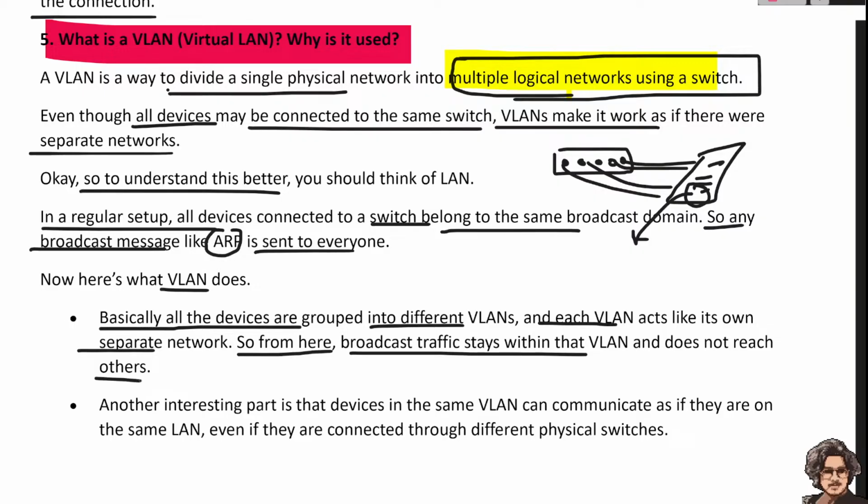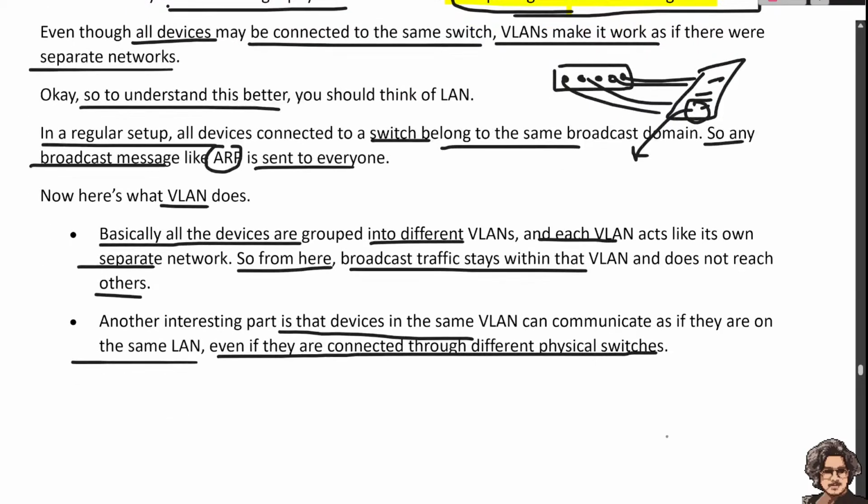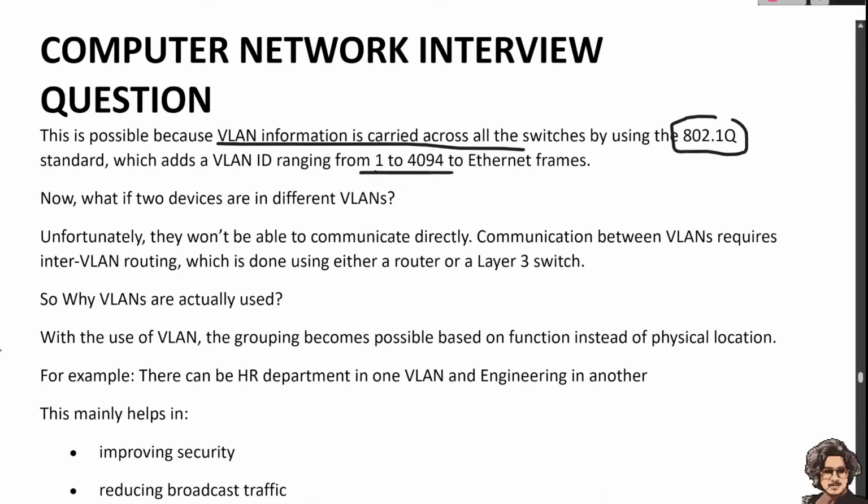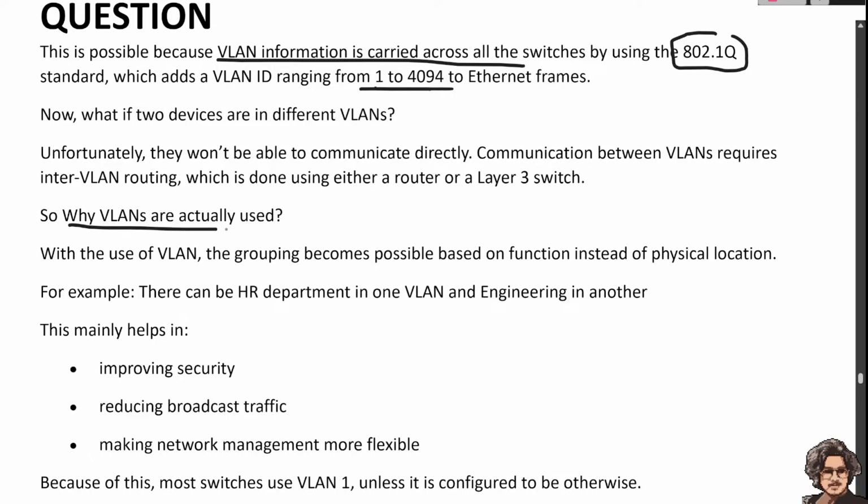Another interesting part is that devices in the same VLAN can communicate as if they are on the same LAN, even when they are connected through different physical switches. This is possible because VLAN information is carried across all the switches over trunk ports using the VLAN ID. So why is VLAN actually used?